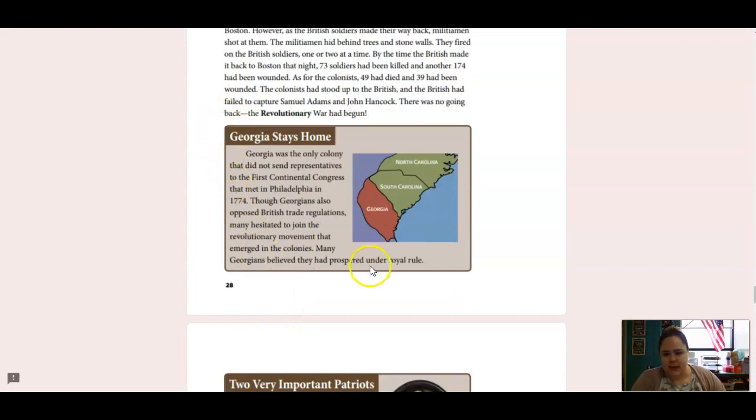And this is a little passage talking about why Georgia stayed home. So they were the only colony that did not send representatives to the First Continental Congress that met in Philadelphia in 1774. Though Georgians also opposed the British trade regulations, many hesitated to join that revolutionary movement that emerged in the colonies. Many Georgians believed they had prospered under royal rule.